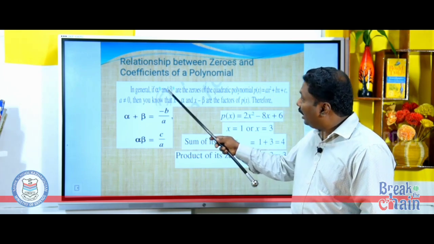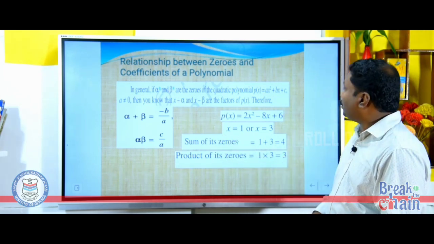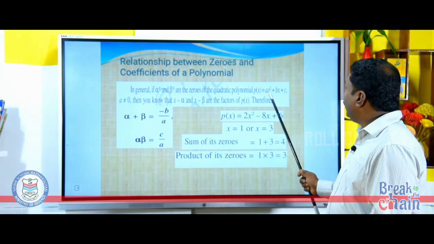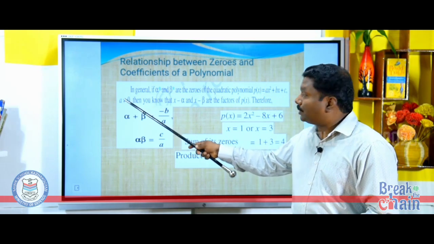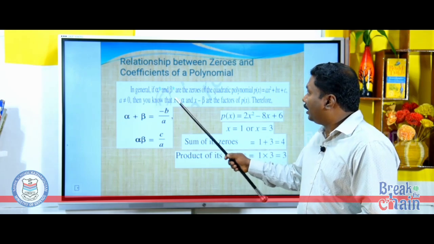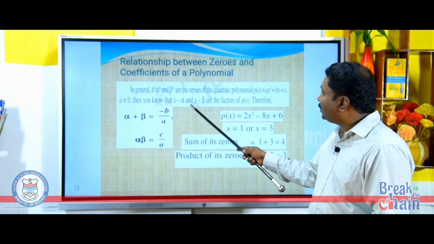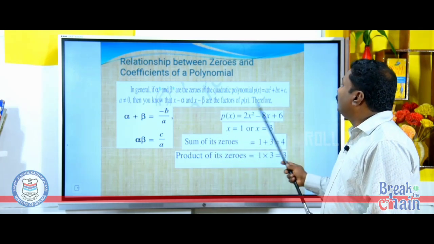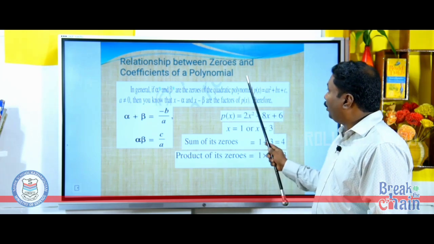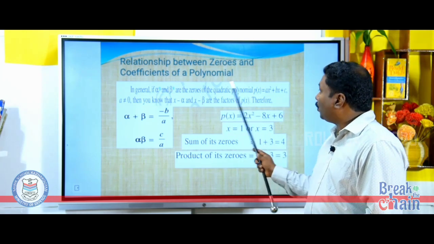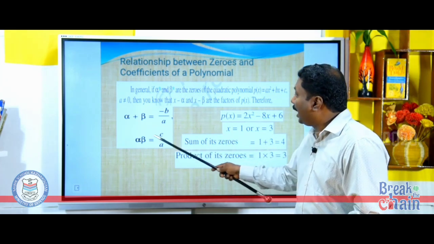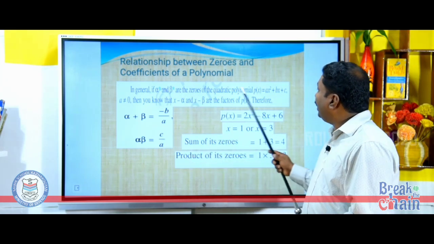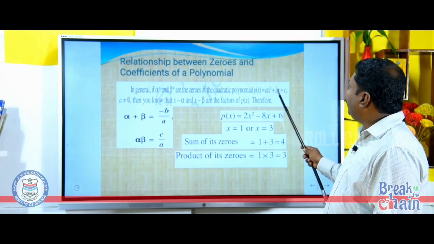In general, if alpha and beta are the zeros of a quadratic polynomial ax square plus bx plus c, and a not equal to 0, which is an understood condition, then x minus alpha and x minus beta are the factors of this polynomial. Its zeros are alpha and beta, and the sum of the zeros and the product of the zeros can be related to the coefficients a, b and c.